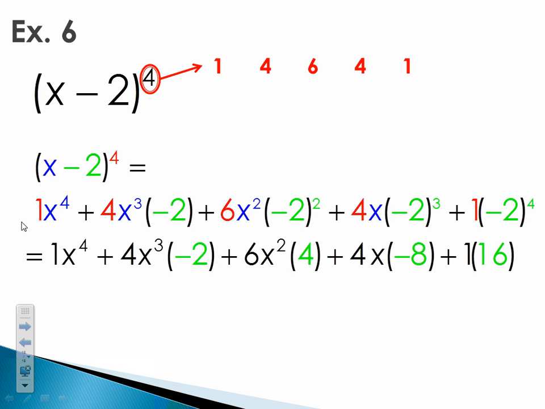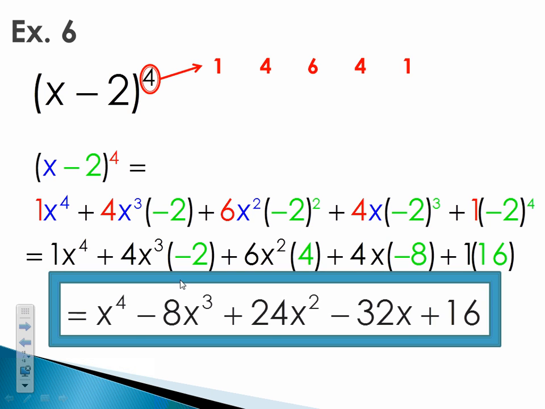Okay, so here I'm simplifying my negative 2's. I did my exponents first. Now I've got to go in and do any multiplying with my coefficients. So 4 times negative 2 is going to make negative 8. 6 times 4 is going to make 24. 4 times negative 8 is going to make negative 32. And then 1 times 16 is 16.